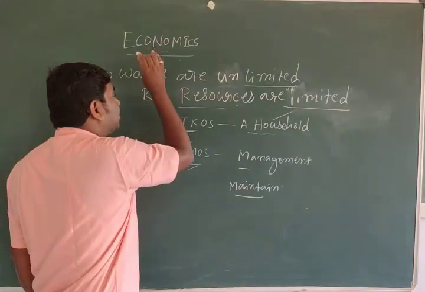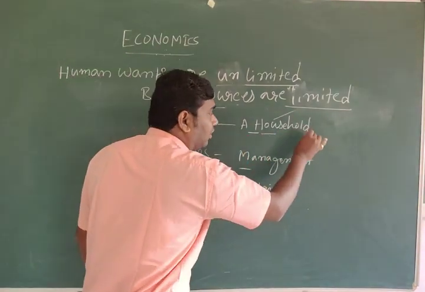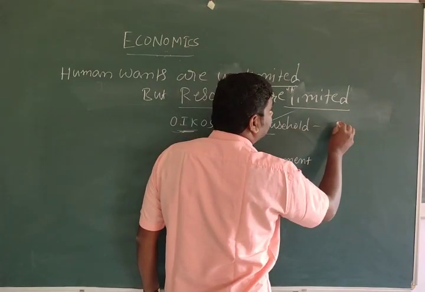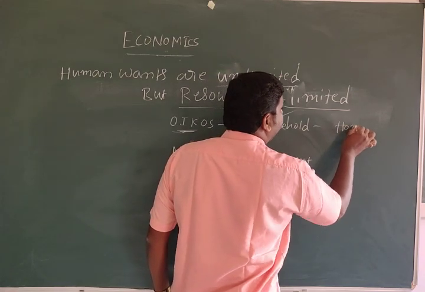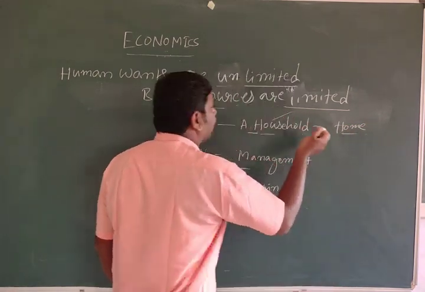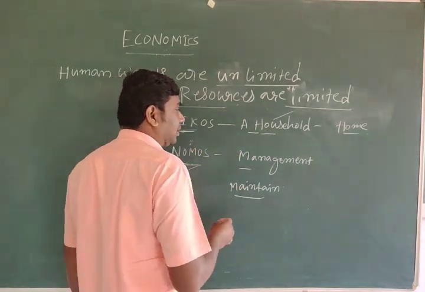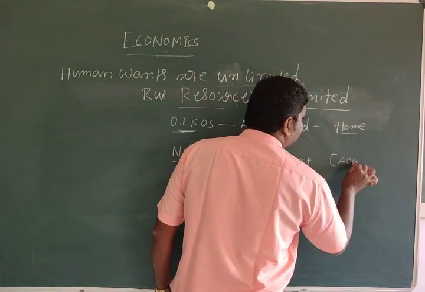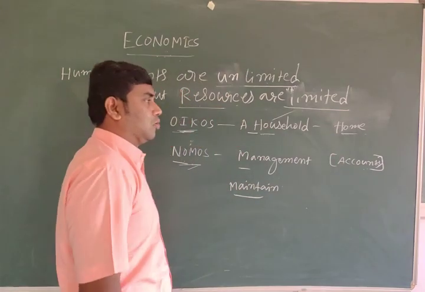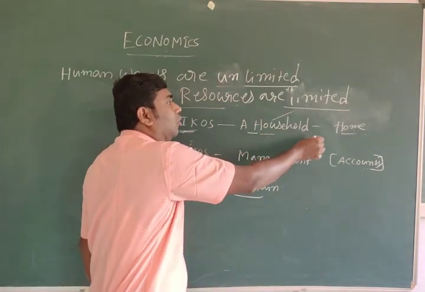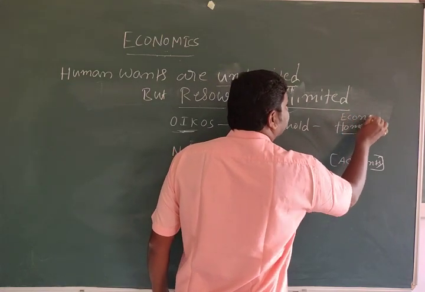See, economics is derived from two Greek words. One is oikos, another is nomos. Oikos means a household. We can say country, like a home. And nomos is management, like managing accounts. How can you manage the accounts about the house or home? Home means here we have to imagine the economy or country.